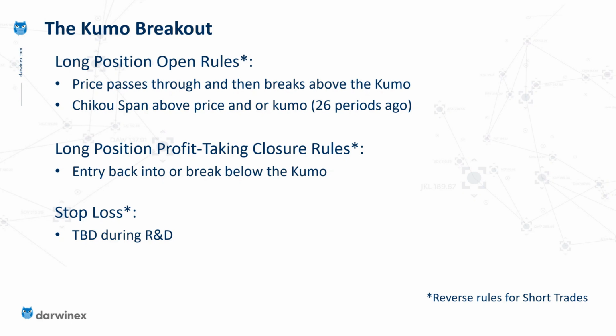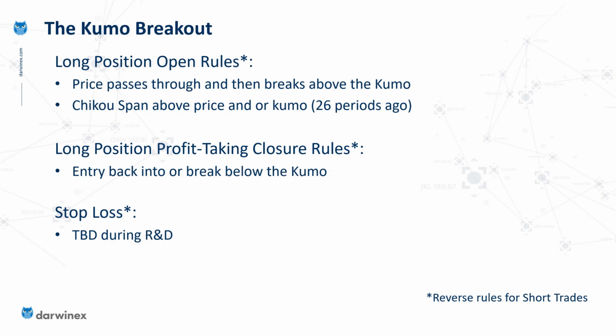But this second rule is actually the same rule that we used in that strategy last time, which is that the Senkou Span should be above the price at the point at which you enter the trade. Now again, because the Senkou Span is plotted 26 periods behind price, that is where we need to do that comparison, 26 periods ago.